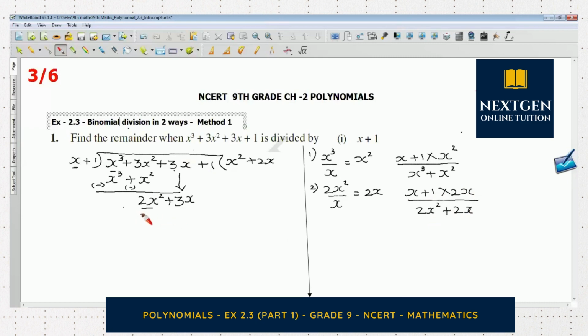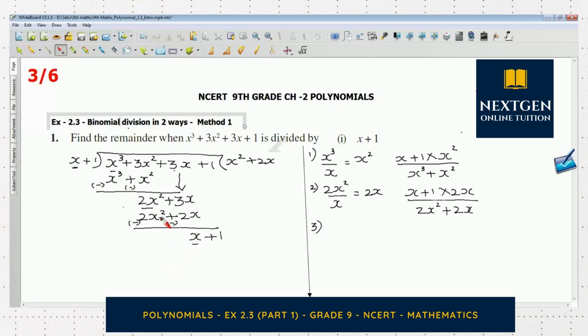So we are substituting this value here as the new value of our division. Changing the sign, both get cancelled. 3x minus 2x is x plus 1. Okay, we are taking only two terms at a time for division because we have only two terms in the divisor. That is the basic rule.